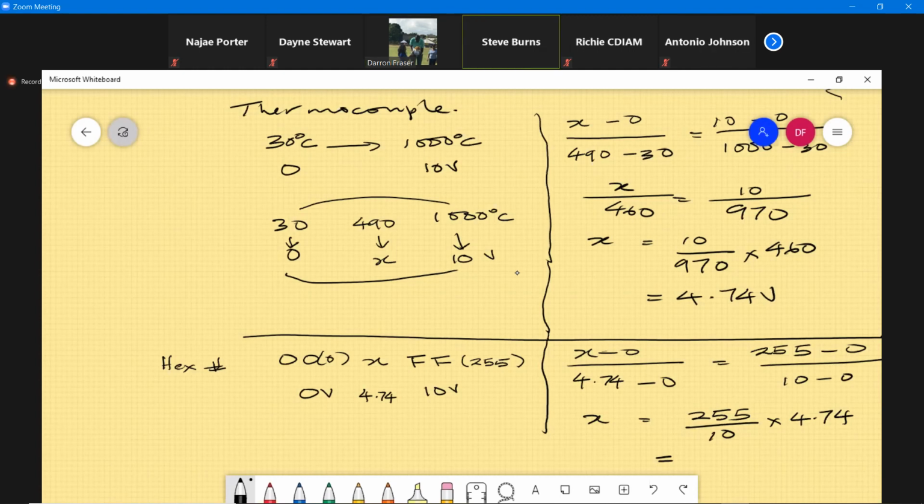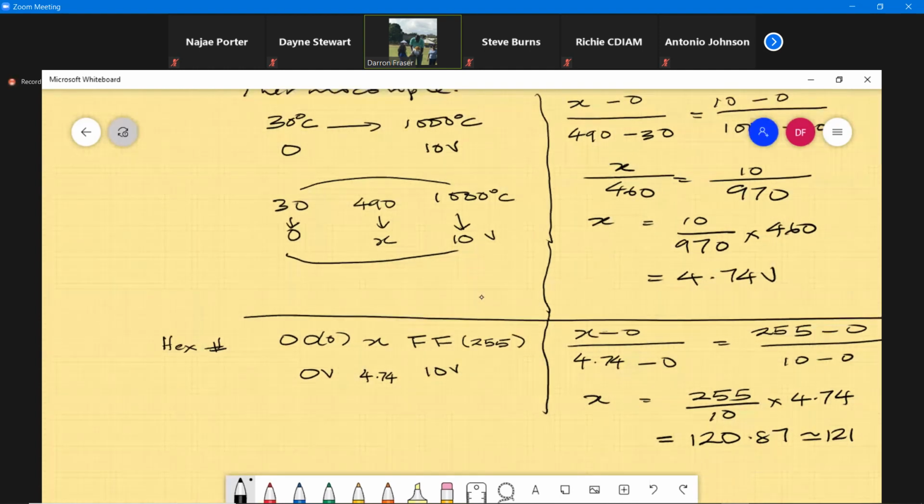How much is that? 120.87, which is 121. Now we have to convert that 121 to a hexadecimal number.